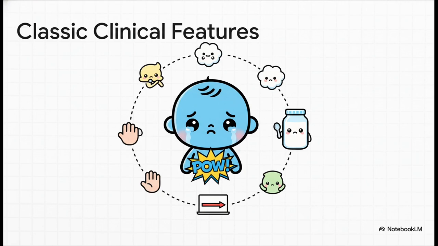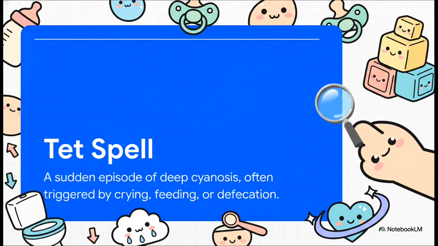But the most famous, most dramatic feature is something called a TET spell. So what is a TET spell? It's a sudden, terrifying episode where the baby becomes profoundly cyanotic, like deeply blue.